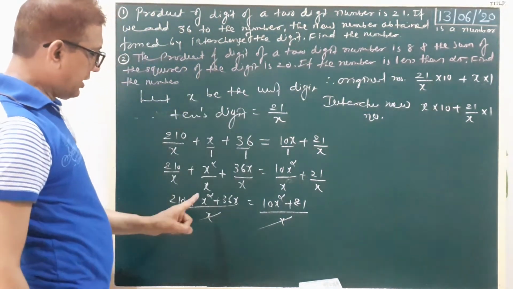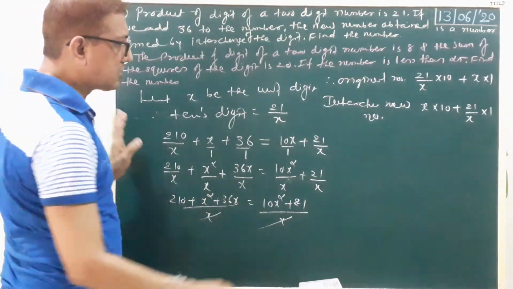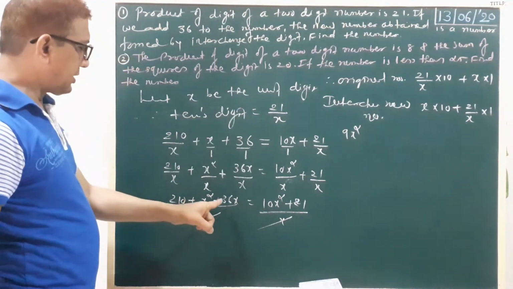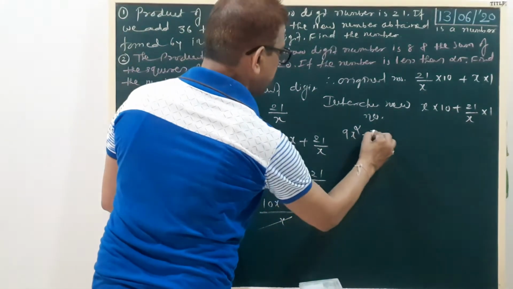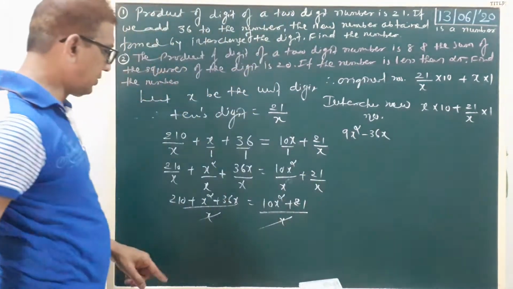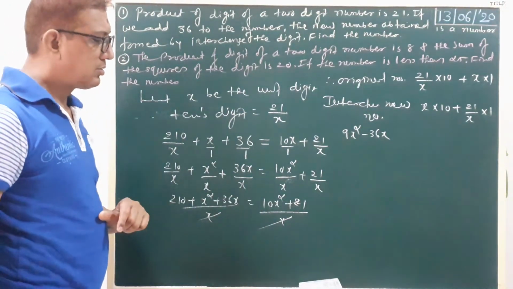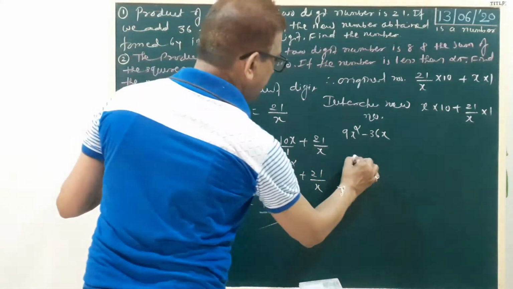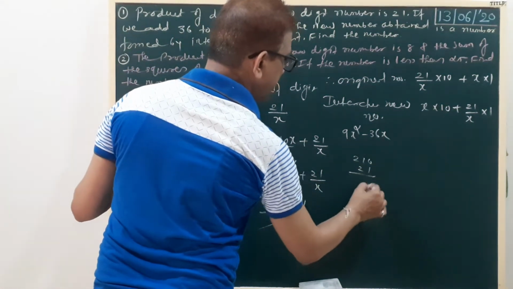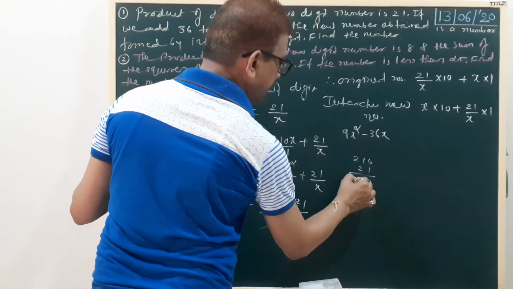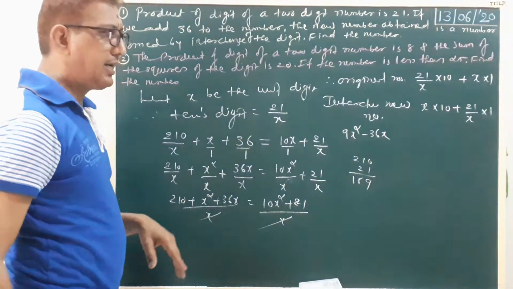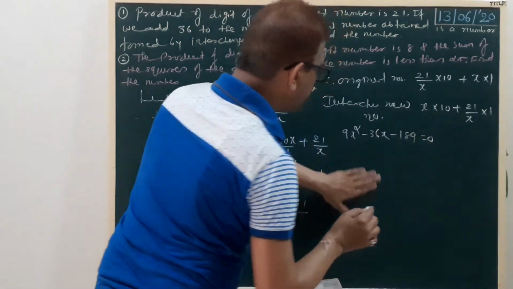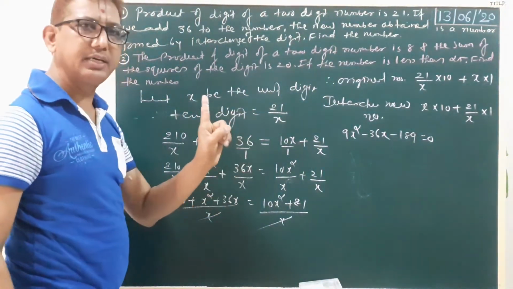Clear? Okay. Now x square on the right side, so 10 minus 1, so 9x square. Now 36 on the right side, minus 36x. Then 210 subtract 21: 210 minus 21 is 189. So minus 189 equal to 0. Is it clear? This is your quadratic equation.